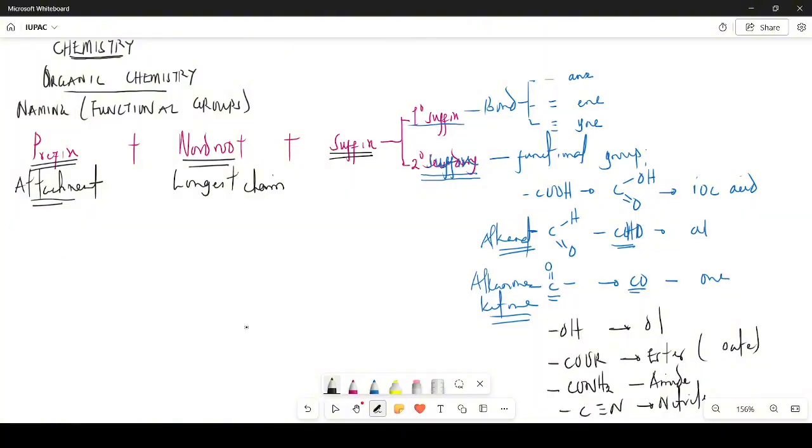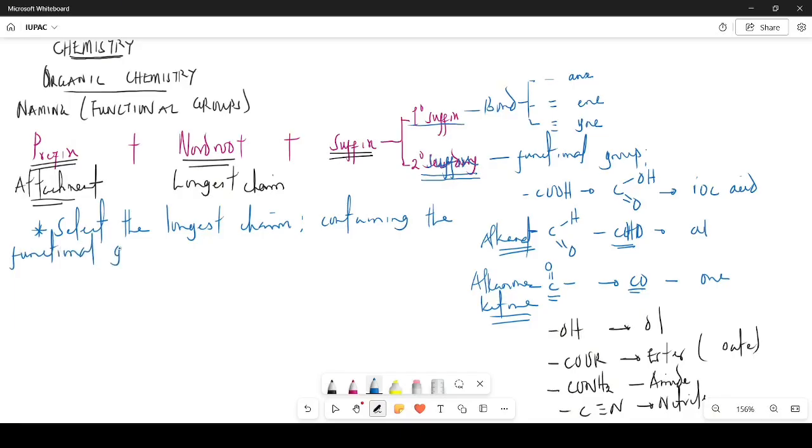Now, let us quickly take a look at the golden rule as well. This is the golden formula, then the golden rule. Then we go ahead and start naming. So what is the golden rule? You select the longest chain. However, the longest chain you are selecting must contain the functional group. So before you can say with confidence, oh, this is the longest chain, the longest chain must contain the functional group.